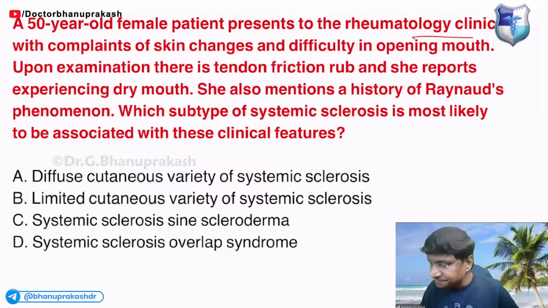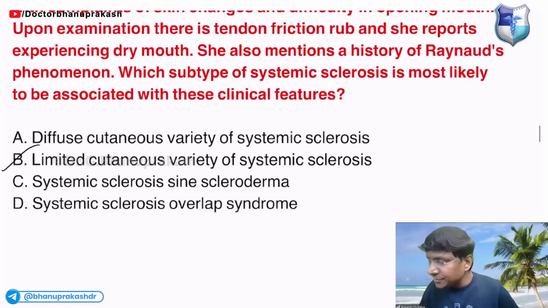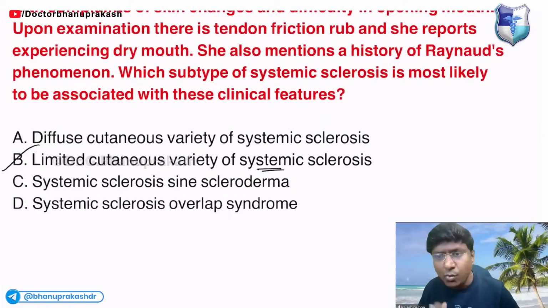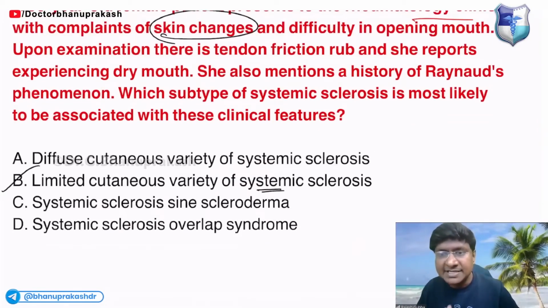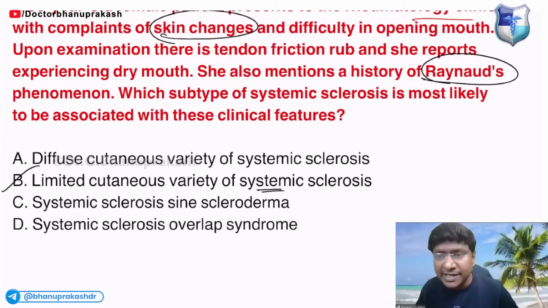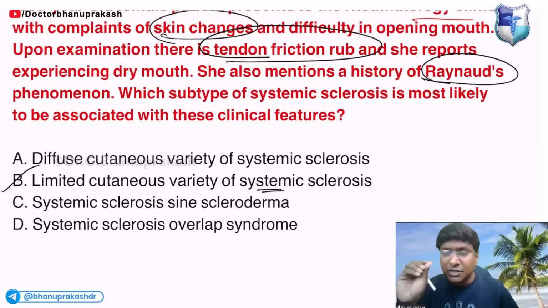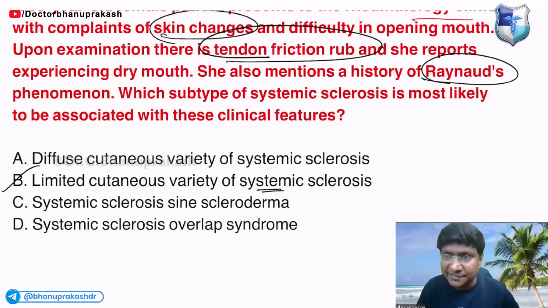Very good. So it is the limited cutaneous variety of systemic sclerosis. Why? Because you have only the skin changes, right? And there is difficulty in opening the mouth. And the patient is having Raynaud's phenomena. That is also, again, the cutaneous manifestation. And there is tendon friction rub, that is because of the fibrosis of the skin within the fingers. That is also cutaneous manifestation. So visceral organ involvement is not there. Because the visceral organ involvement is not there, that is the reason why we consider that this particular patient is having a limited scleroderma, right?